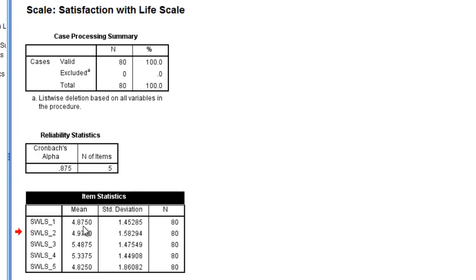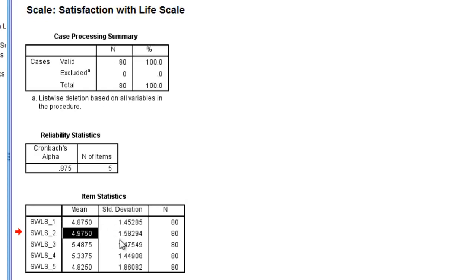Now this table gives the means and standard deviations for each of our items or questions on the satisfaction with life scale. And this can be useful. You can see which question people tended to answer the highest on, and that was question 3 with a 5.49 average score. And then the lowest was question 5 with a value of 4.83.